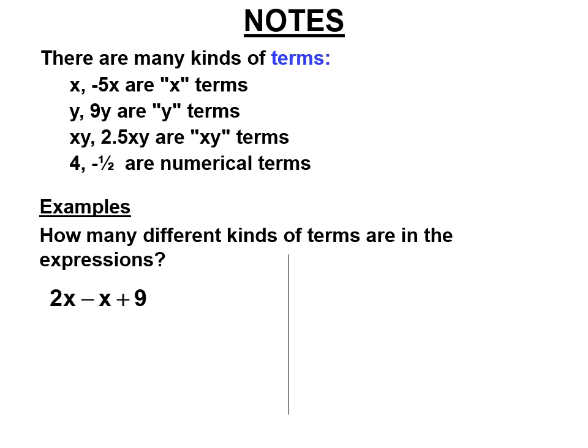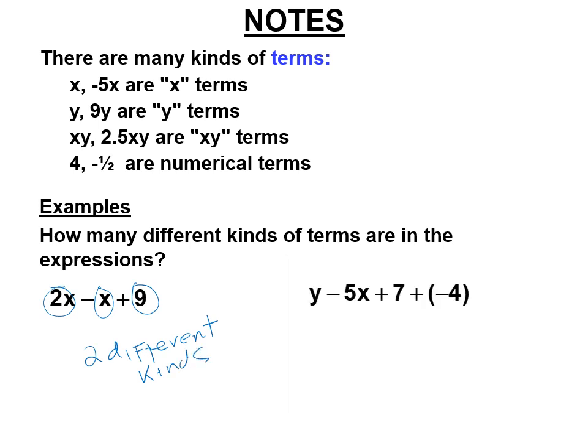So how many different kinds of terms in this expression? All right, so there are 3 terms, but two of them are the same kind, x. So there are 2 different kinds of terms: there's an x term and a numerical term, or a number. So how many different kinds of terms here? Well, there's 1, 2, 3, 4 terms. Numbers are the same kind, so there's x's and y's that are different from each other. There are 3 different kinds of terms. There are 4 total terms and 3 different kinds. The numbers are the same kind.